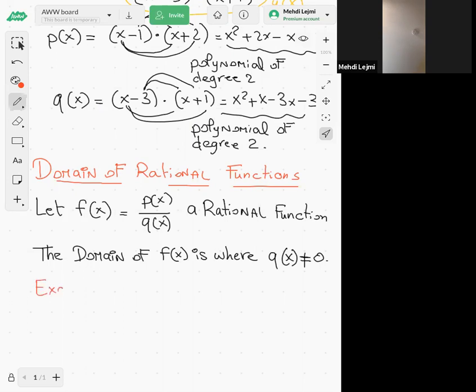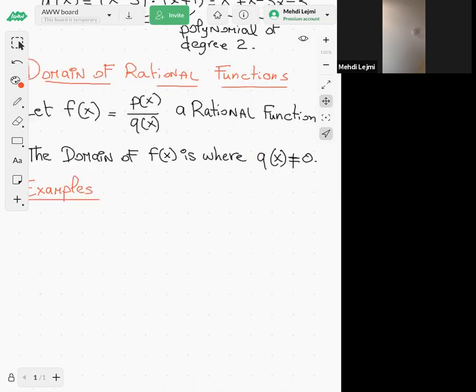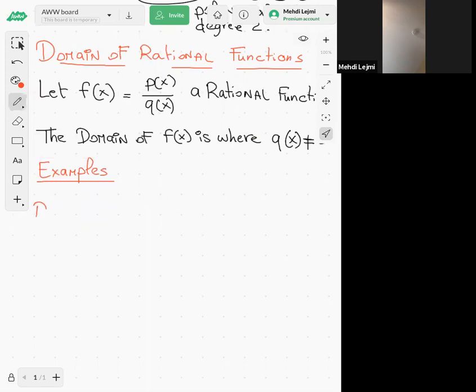So for example, let's say f of x is x squared plus 4x plus 6 over x squared minus 3x plus 2. All right, so of course this is a rational function. It's a quotient of polynomials, right? So it's a rational function.